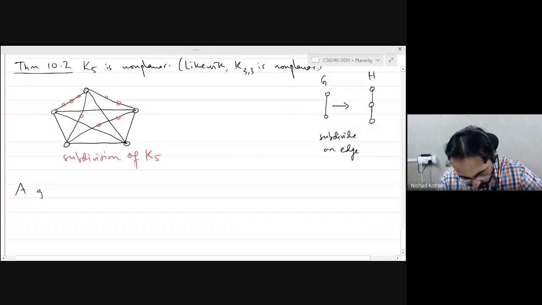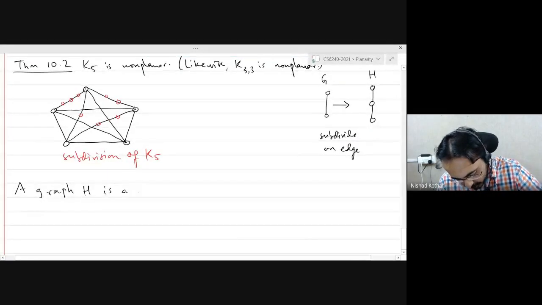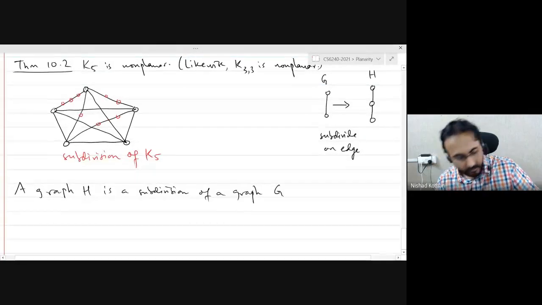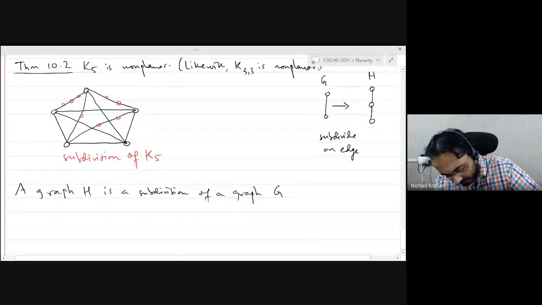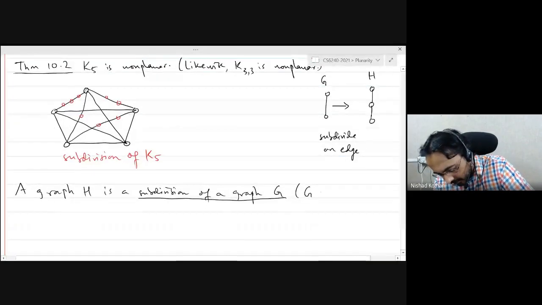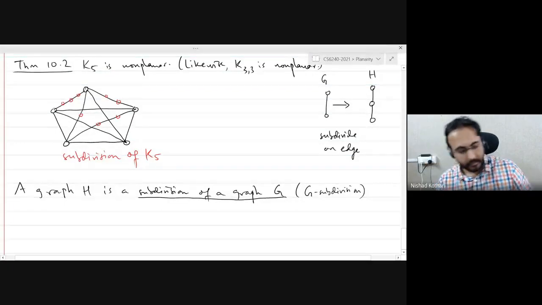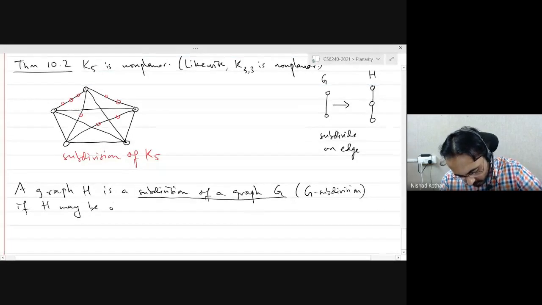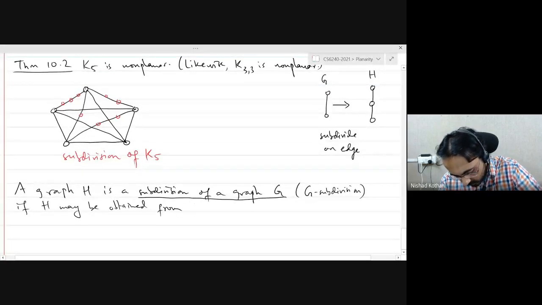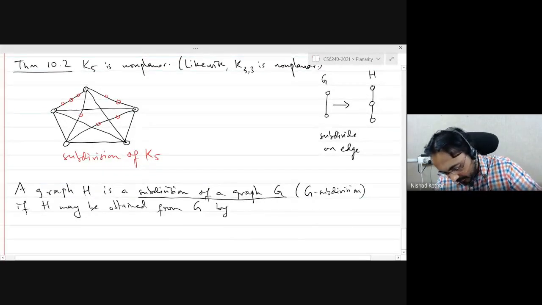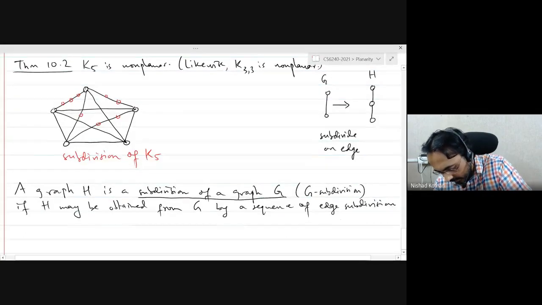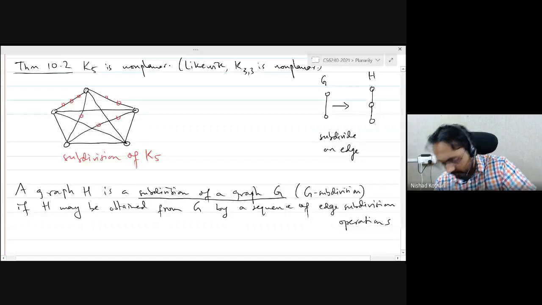A graph H is a subdivision of a graph G. We will also, for the sake of convenience, call it a G subdivision if H may be obtained from G by a sequence of subdivision operations. Let me call them edge subdivision operations, just for the sake of clarity. Okay.